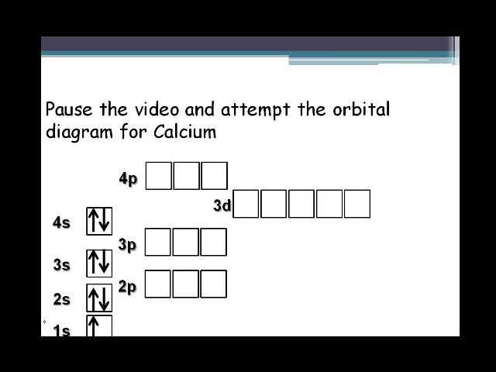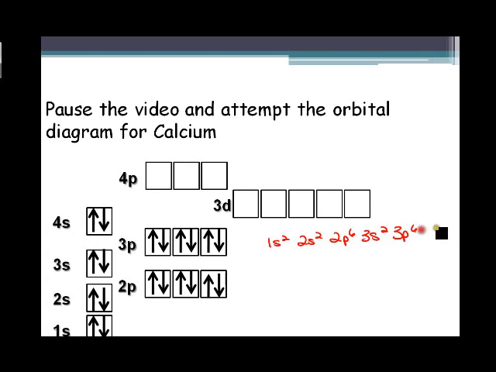Please pause the video and attempt the orbital diagram for calcium. This should be the correct diagram for calcium. Its electron configuration is 1s2, 2s2, 2p6, 3s2, 3p6, 4s2.